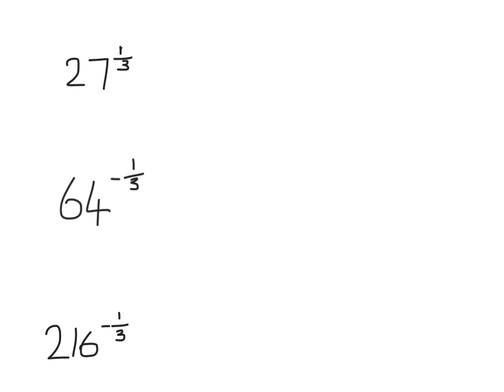We've got 27 to the power of 1/3. So what that gives us is the cube root of 27. The mistake most people make here is that they divide 27 by 3. Here we want the cube root of 27, which is 3.